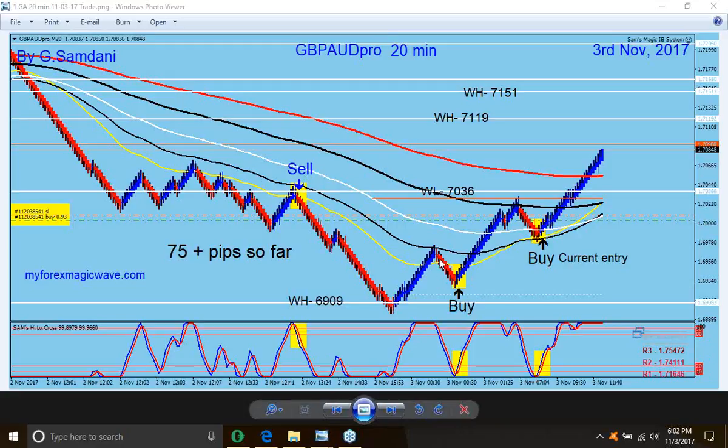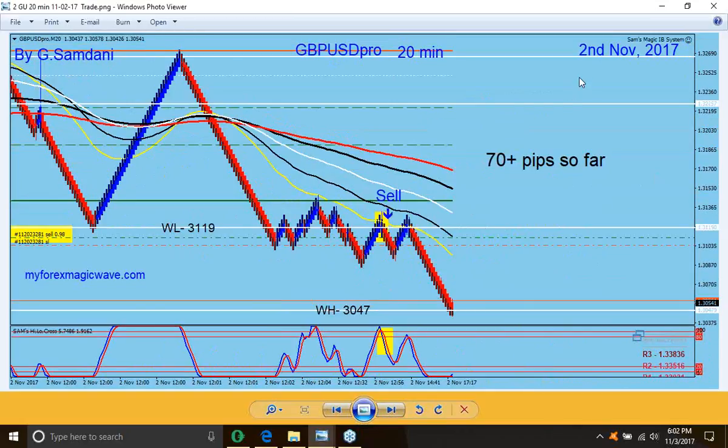And look at this, the similarity of these setups. Coming down, this was a good setup as well. So coming down, beautiful setup, going up, nice, beautiful, by-the-book setups. So this is how the Magic IB system works. Okay, so let's see the next one on the second.